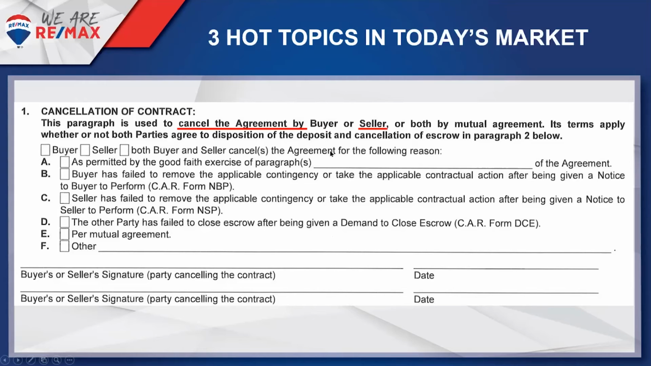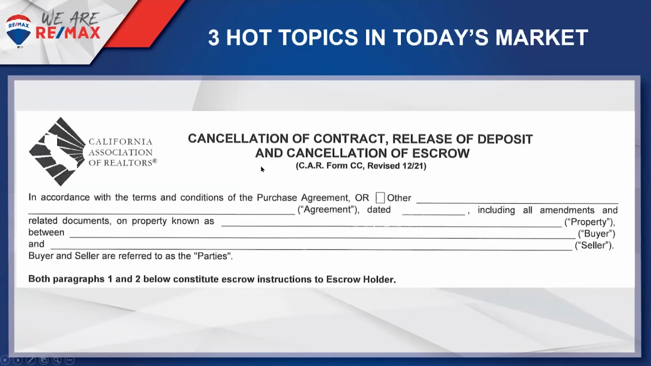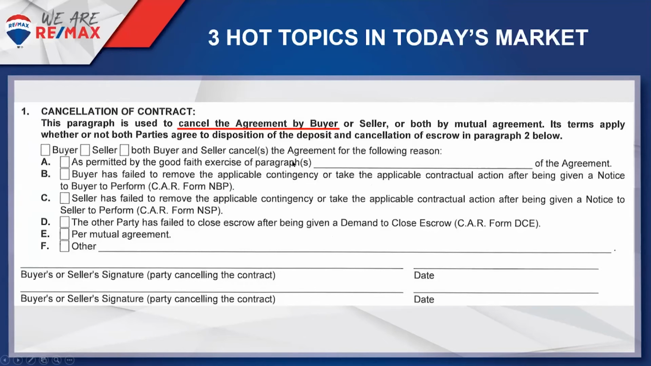Cancel the agreement by buyer or seller or by both. This paragraph 1 cancels the contract depending on what box you check. It can either be the buyer's going to cancel, the seller's going to cancel, or both cancel. I believe a cancellation of contract should reflect real world circumstances. I have a problem with buyers who cancel, the seller doesn't want them to cancel, and they check both buyer and seller canceled this agreement. No, the seller didn't cancel, the buyer did.